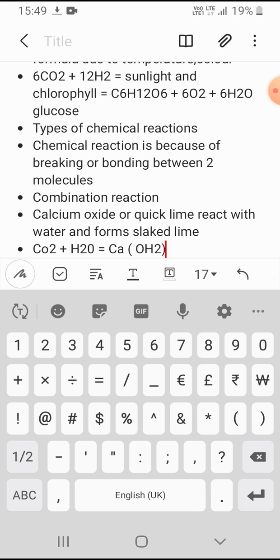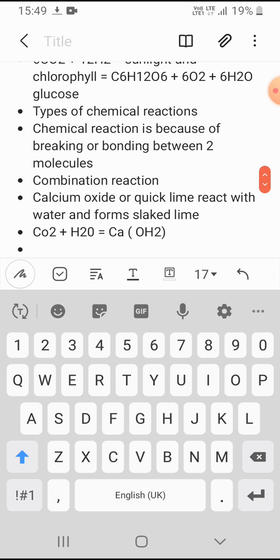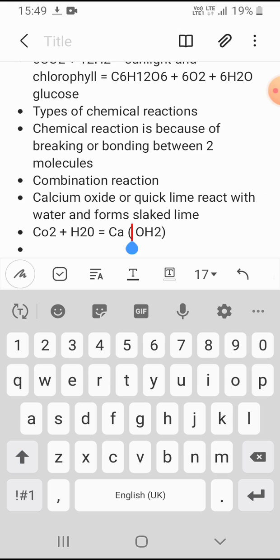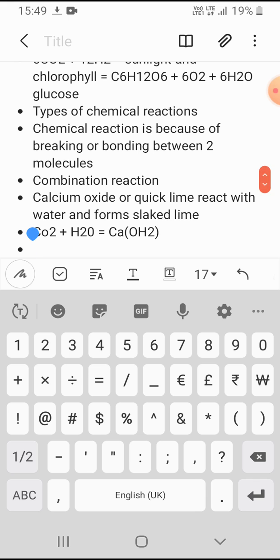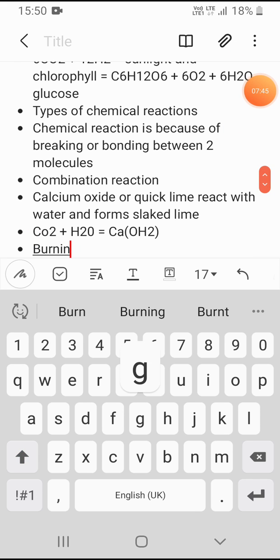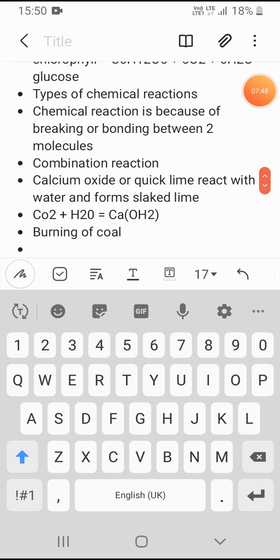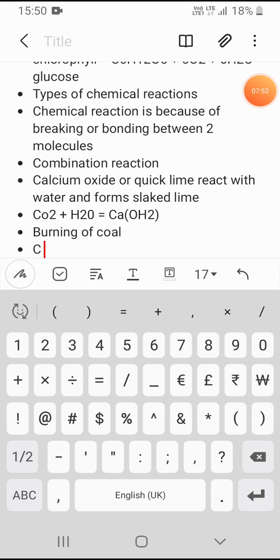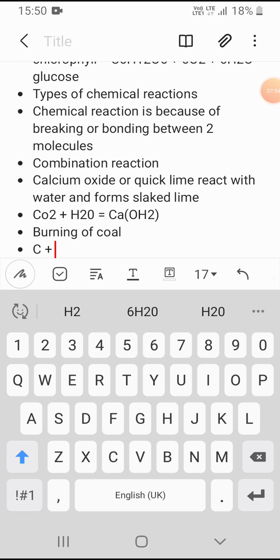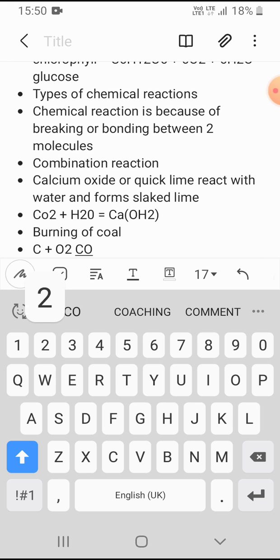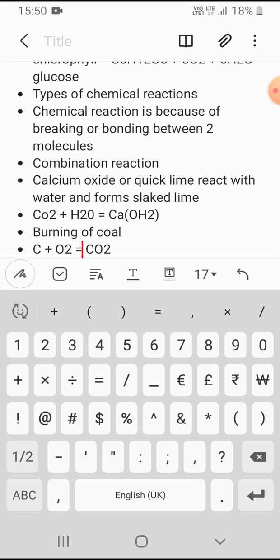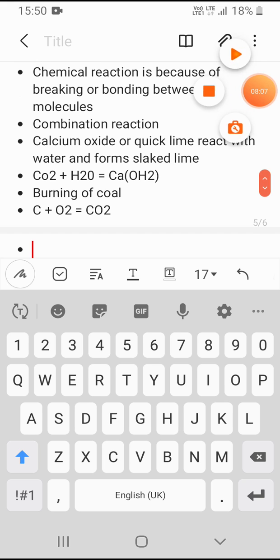So like this. See here, when two reactants join with each other, they form a product. This is the combination reaction. When two reactants combine, they form a product. Many examples are in your textbook. One is burning of coal. When coal burns, carbon plus oxygen forms CO2. It forms when coal burns.